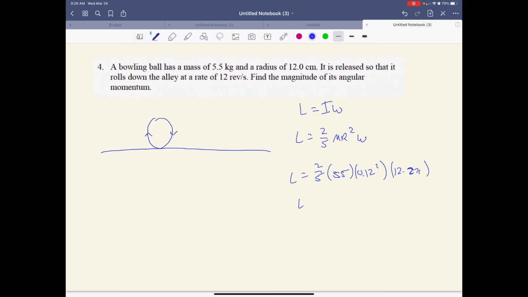So L is equal to 2.3886 kilogram meters squared per second. The answer that they gave on the answer key is 0.76, which is exactly off by pi. So my guess is that she just forgot to multiply by pi. And that is how you do this one.